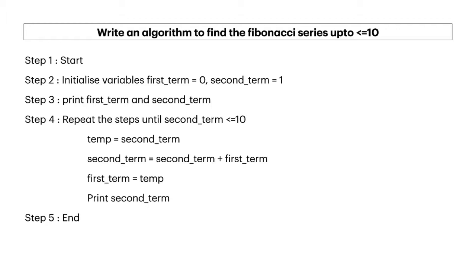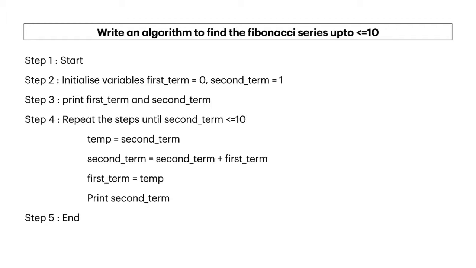So what is Fibonacci? In Fibonacci series sequence, each number is the sum of the two preceding ones. The series will start like 0, 1, then 0 plus 1, that is 1, then 1 plus 1, that is 2, then 1 plus 2, 3, 2 plus 3, 5. So in this way it will proceed. Now we have to write an algorithm to find the series up to less than or equal to 10.